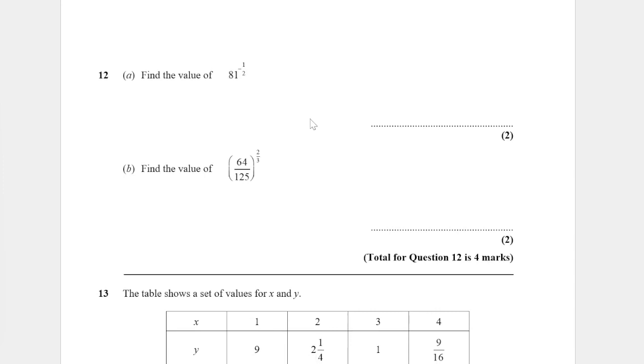Okay, question 12. Find the value of 81 to the power of minus a half. Well, the minus means take the reciprocal, so that's 1 over 81 to the half. And then half means square root, so the square root of 1 is 1. The square root of 81 is 9, so it's just 1 over 9. Similar-ish process here, so I'm going to do the third first of all. So the third is the cube root of 64. The cube root of 64 is 4. And then the cube root of 125 is 5. And then squaring that would give us 16 over 25.